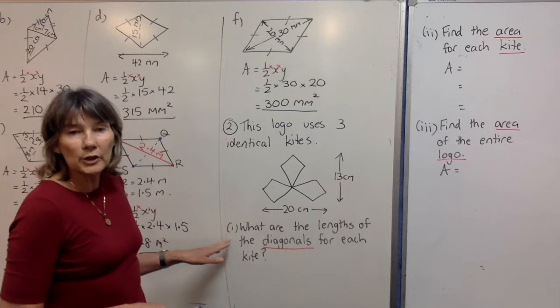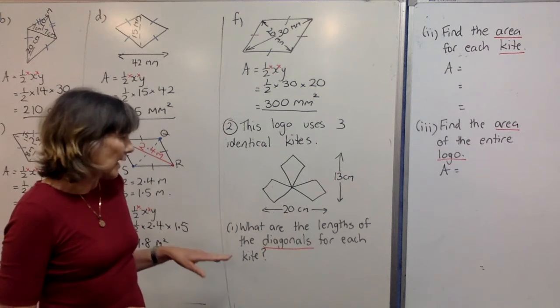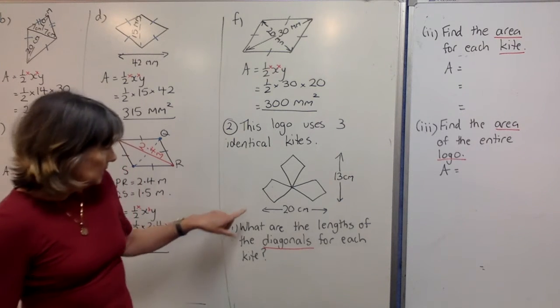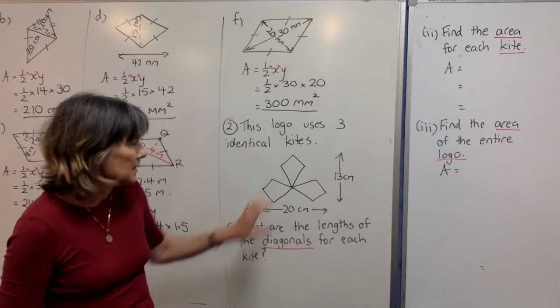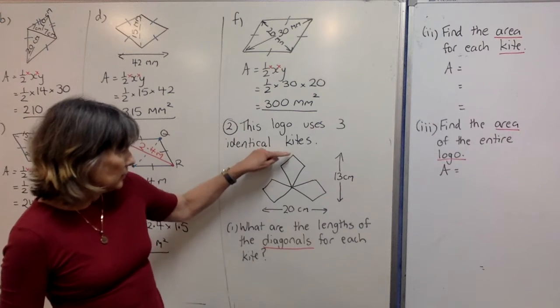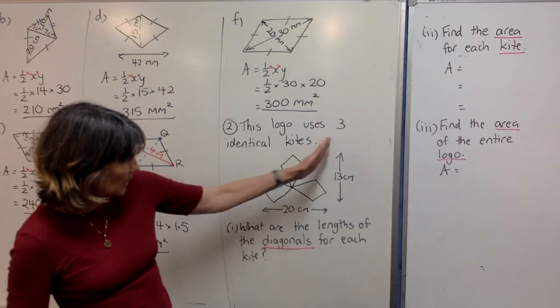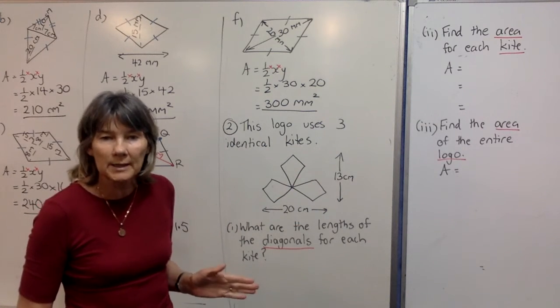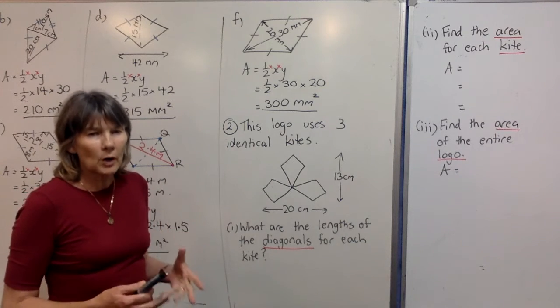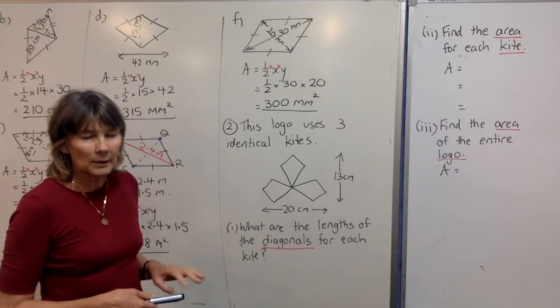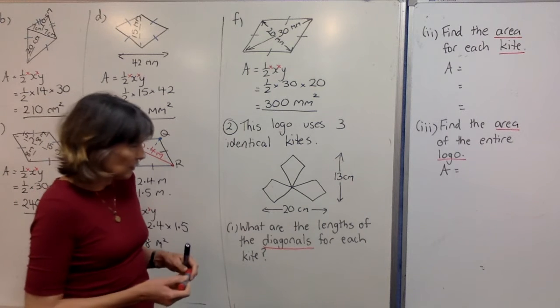So let's look at the question. It says, what are the lengths of the diagonals for each kite? Now all they've given you is that this goes from here to here, that's 20 centimetres. And from here to here, from the top edge to the bottom edge in a straight line is 13 centimetres. So we have to be a bit inventive to try and work out how we're going to get these 2 diagonal lengths. So let's have a look.